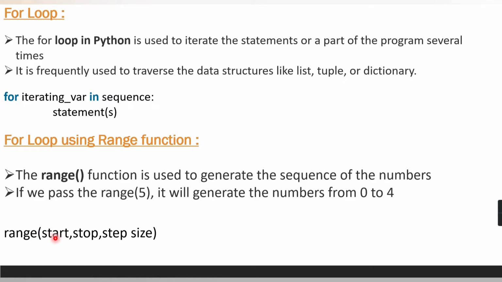We need to provide the start, then the stop, and then the step size. In this case we have provided only the stop value. So the start value is optional. By default it starts from 0, and the step size by default is 1, because it is printing 0, 1, 2, 3 and 4. So let's see first the range function inside the for loop, and then we can see multiple codes to have the demo for the for loop.